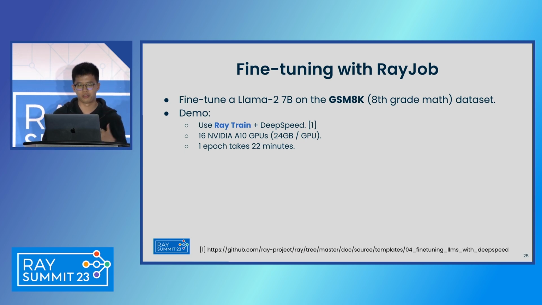And for the second, we will do fine-tuning with the Ray job. And in this demo, we fine-tune a Llama 2 7B on a math dataset. And in the demo, we use Ray Train and DeepSpeed. And then we have 16 NVIDIA A10 GPUs and 24 GB RAM per GPU. And we only fine-tune for one epoch, and it takes 22 minutes.